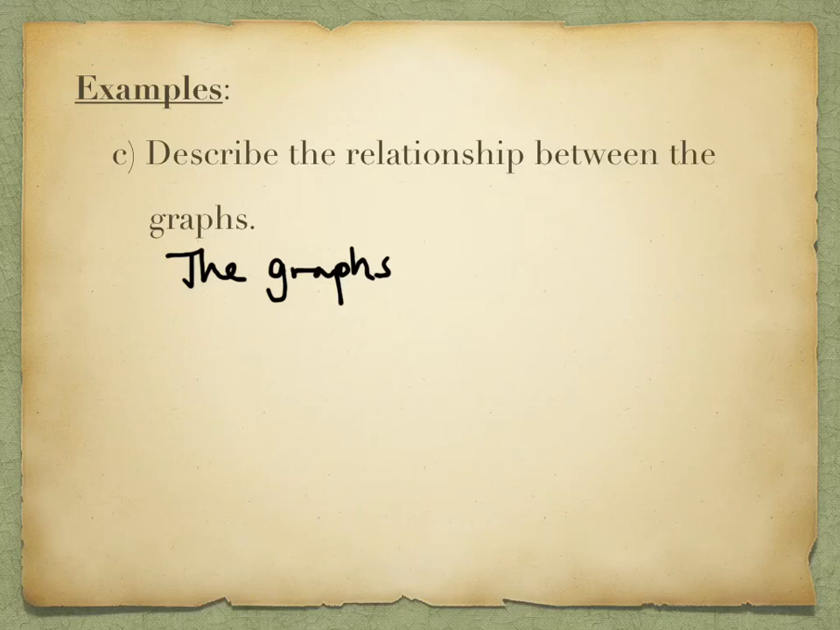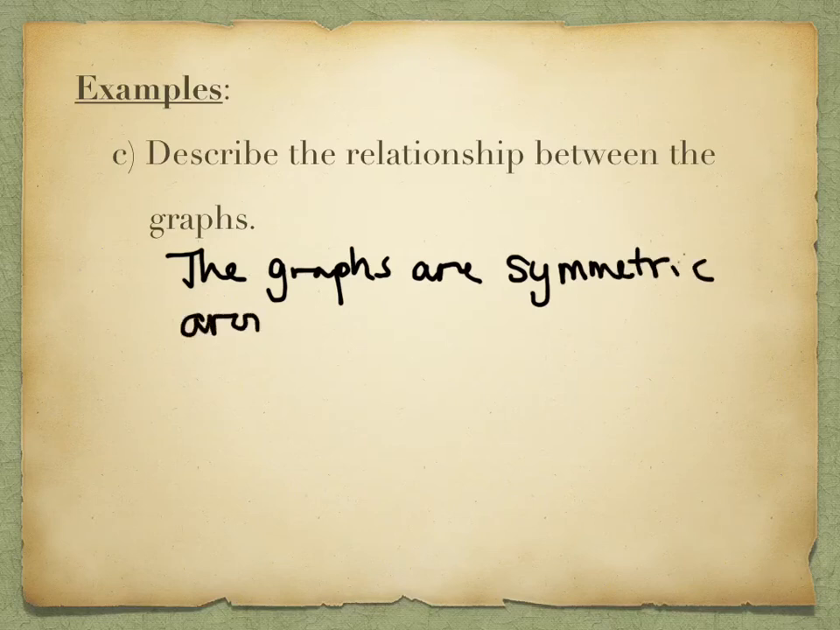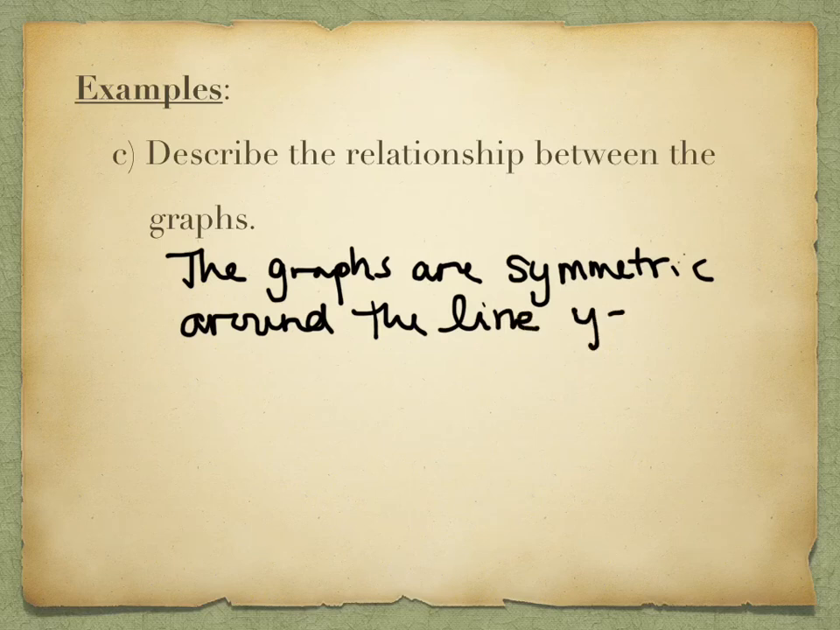Okay, I'm hearing a lot of things, but I think I've got it. What was the word? Symmetric. Symmetric, that'll work. The graphs are symmetric around the line y equals x. Another similar description is you could say that one of them is a reflection of the other over the line y equals x. You've used that language before.